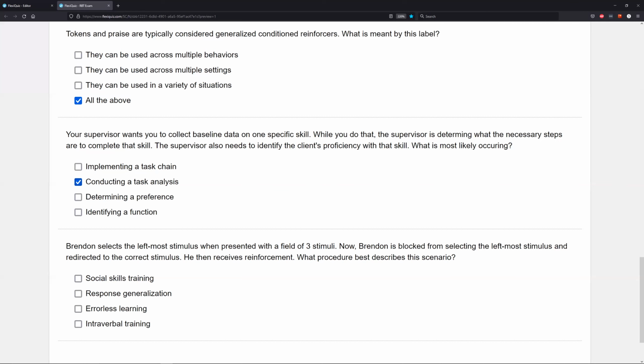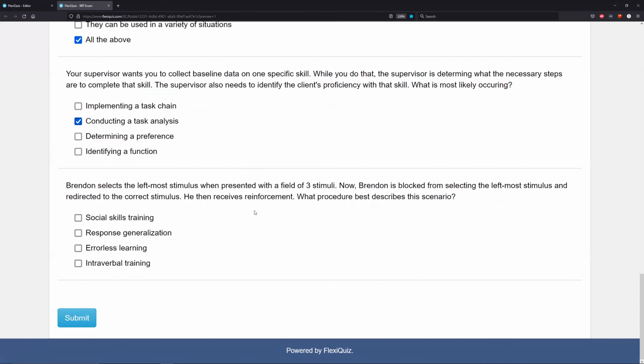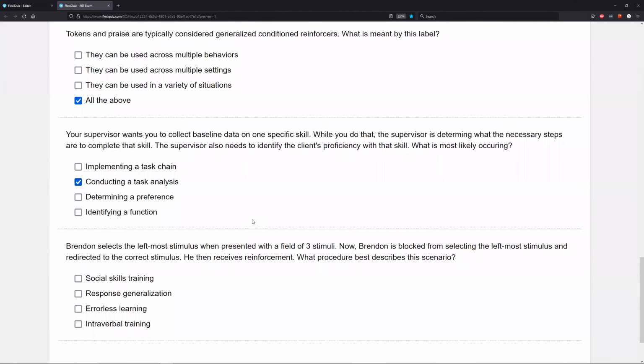Brendan selects the leftmost stimulus when presented with a field of 3 stimuli. Now Brendan is blocked from selecting the leftmost stimulus and redirected to the correct stimulus. He then receives reinforcement. What procedure best describes this scenario? So what are we trying to do?